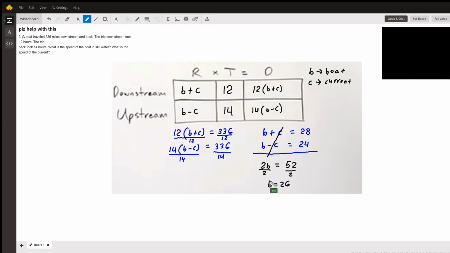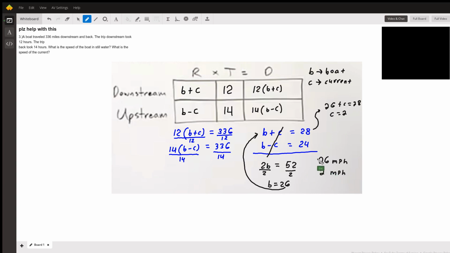26. So now that we know that b equals 26, we're asked what is the speed of the current. So we know that the boat speed is 26 miles per hour. Let's just write this over here, 26 miles per hour. To find the speed of the current, we just plug 26 back in for b. And that will give us 26 plus c equals 28. You should easily be able to find that c equals 2. So the speed of the current is 2 miles per hour.